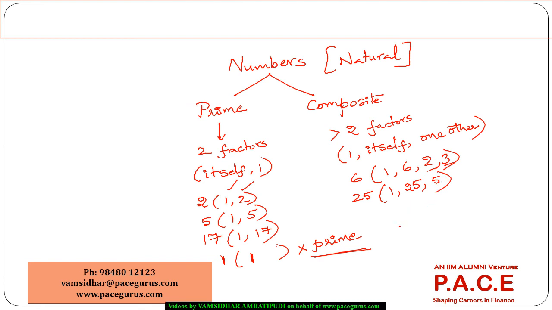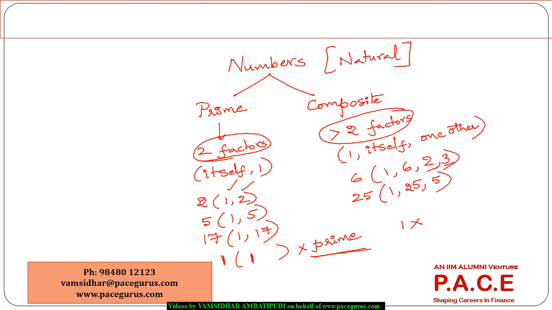So which means 1 does not come under the category of composite numbers also, because it has only one factor. It does not have two factors. It does not have more than two factors. It has only one factor. So it does not fall under the category of prime. It does not fall under the category of composite. So it's a special number.